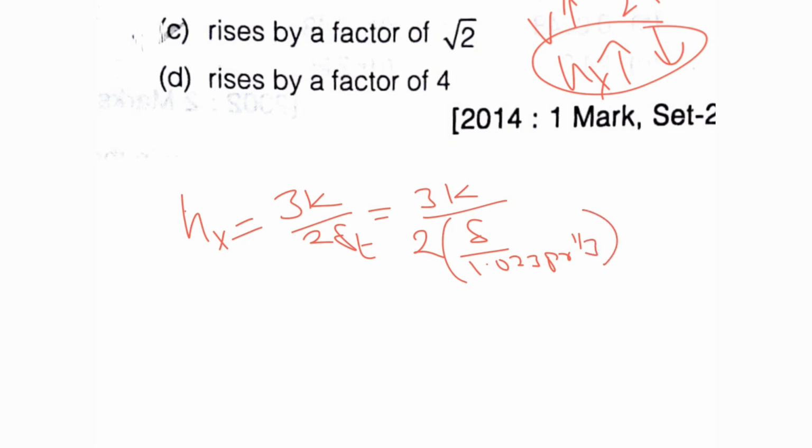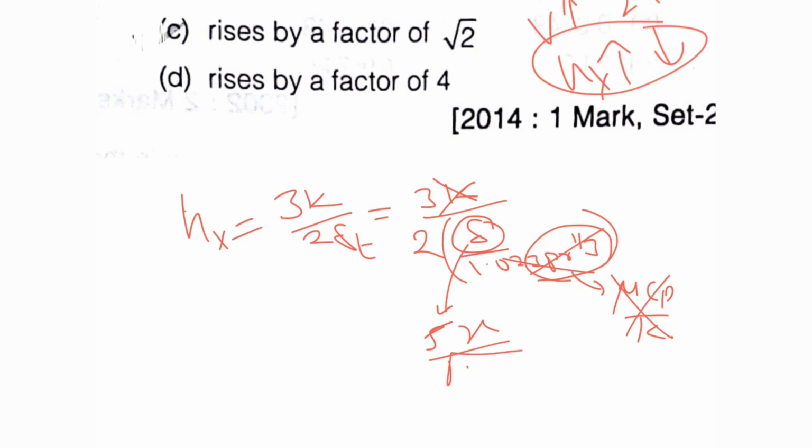power 1 by 3. And see one thing, what is Prandtl number? Prandtl number is mu Cp by k. It is nowhere related with velocity. Therefore, you need not worry about Prandtl number or thermal conductivity. What is delta? Delta is 5x upon root over Rex. Therefore, this is the term which contains velocity. Within the delta also, you have to worry about only Rex. This Rex goes to the numerator. Therefore, Hx is proportional to root over Rex.